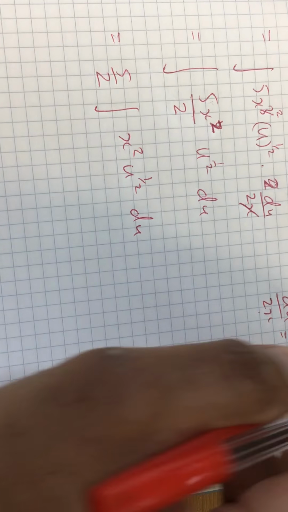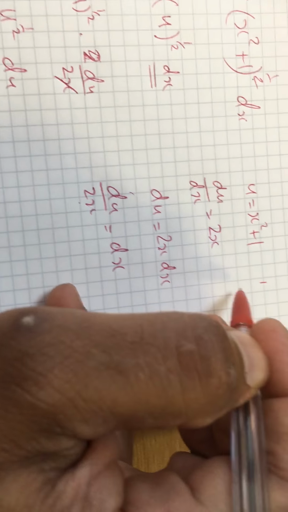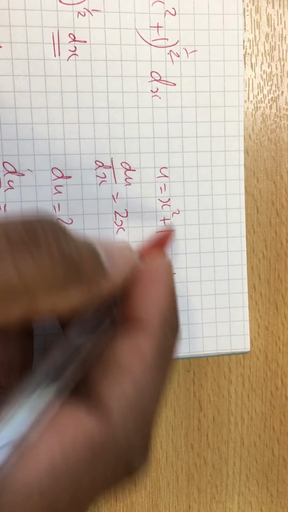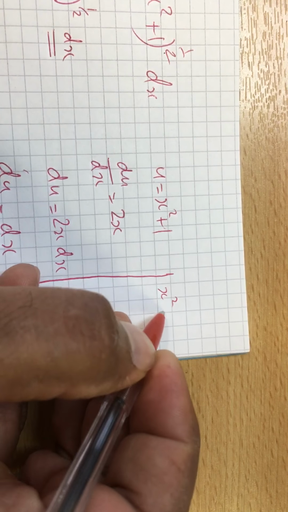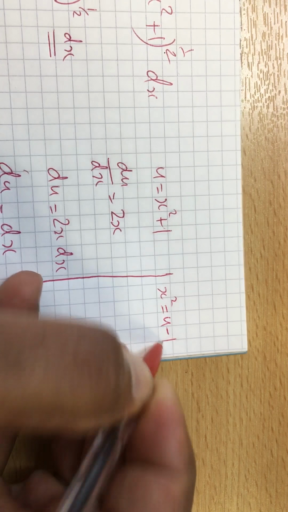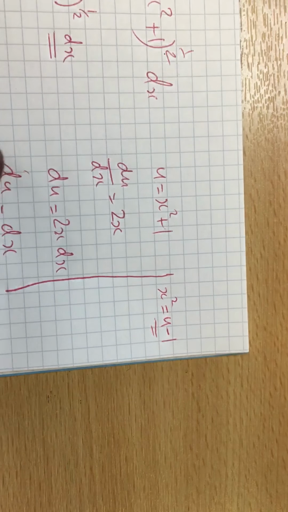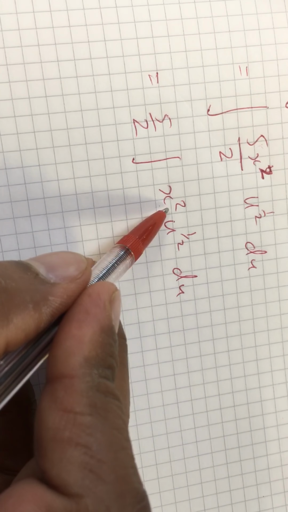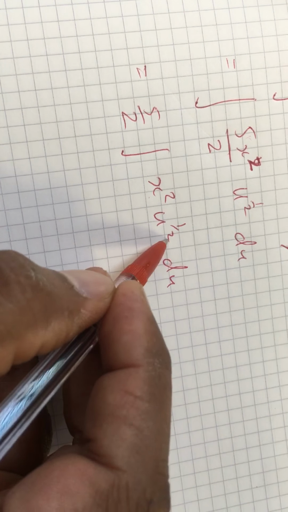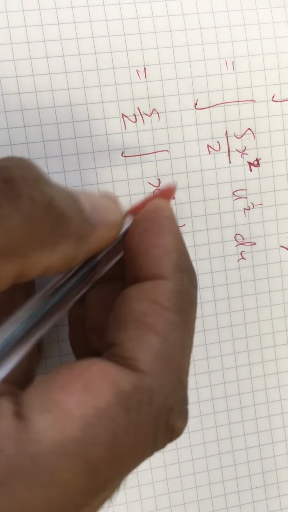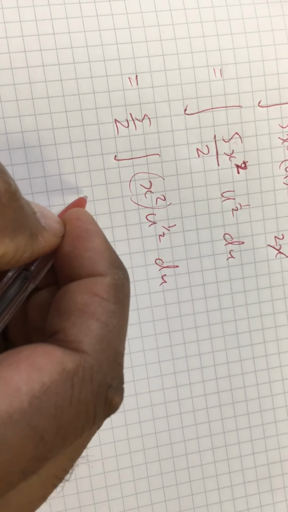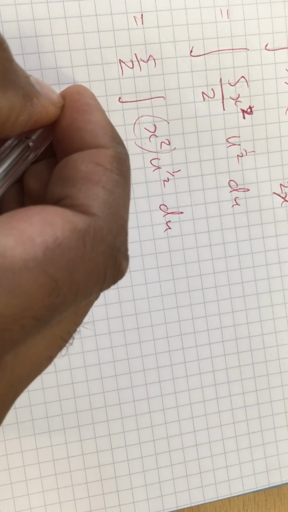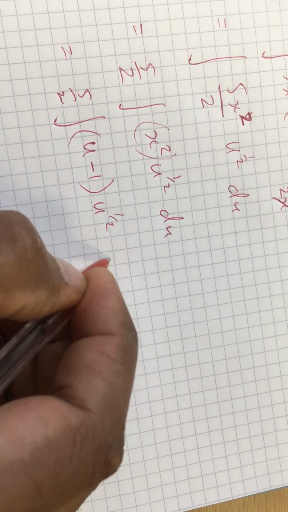Now x squared, how can I replace that? If I go back to my substitution, I know that u equals x squared plus 1, so if I take the 1 to the other side, x squared is going to equal u minus 1. So that makes a nice substitution to take back to the question. I can now replace x squared multiplied by u to the half du, replacing x squared by u minus 1, and then I've got u to the half, integrate 5 over 2, with respect to u.